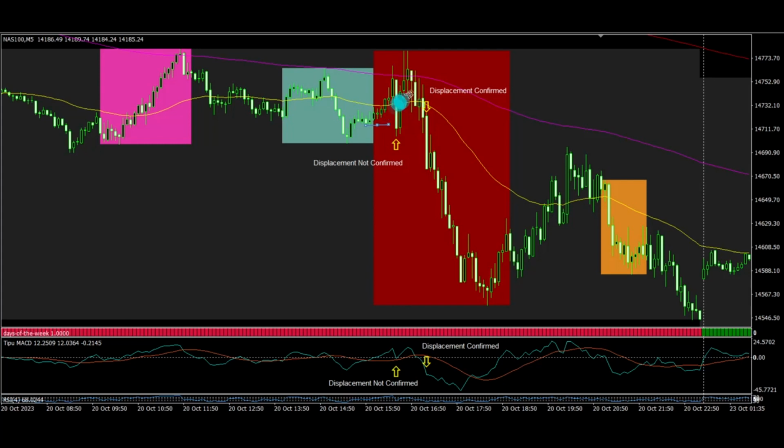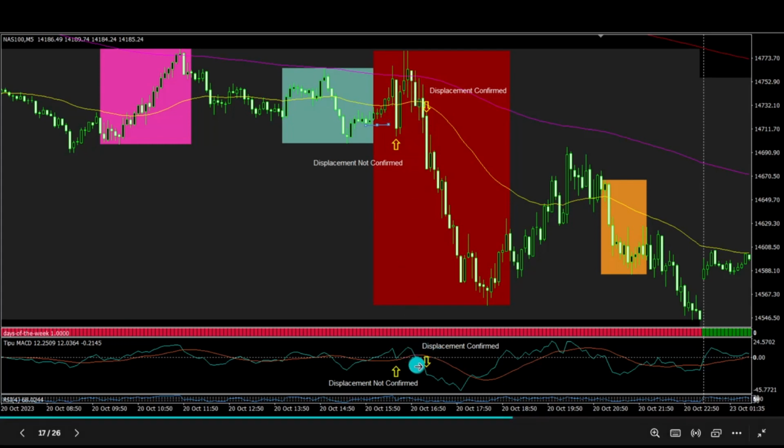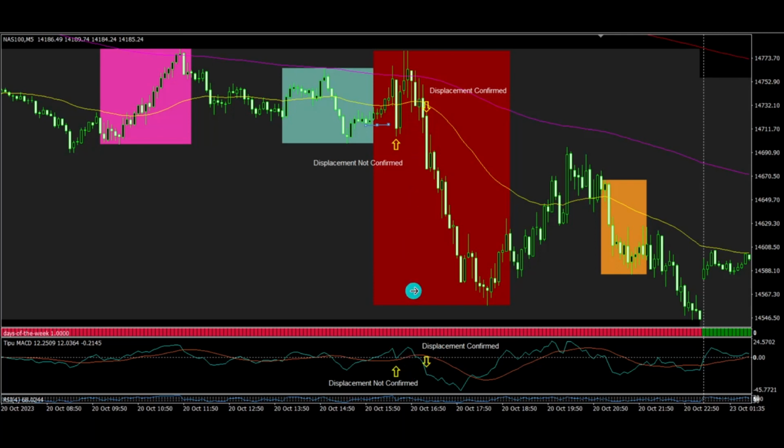Thus, this is a false displacement. Now we see a displacement here where the main line crosses over the signal line and the zero line. This is true displacement, and we can wait for price to return back to a level where we can enter. And we see that happens here.